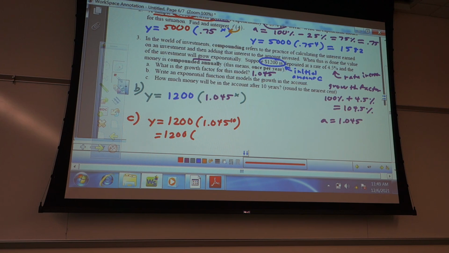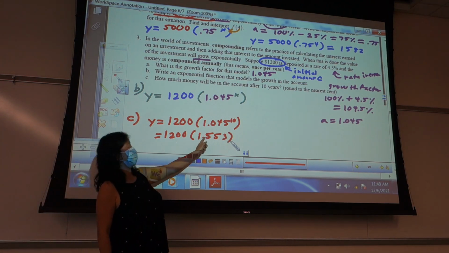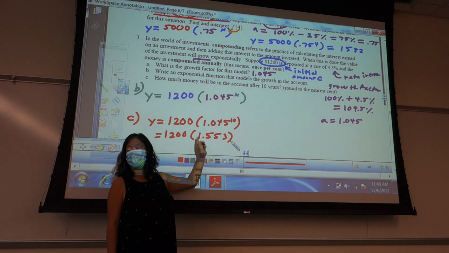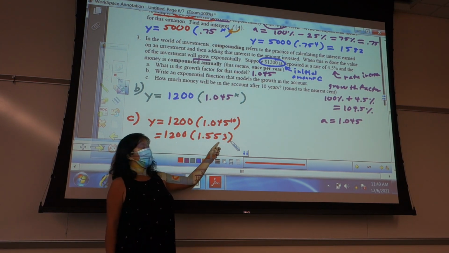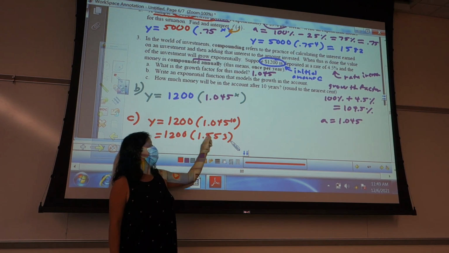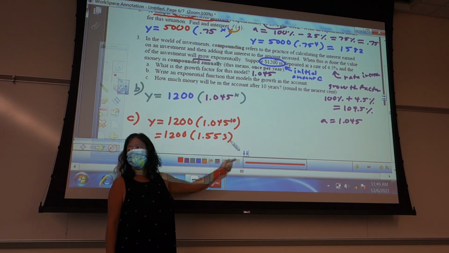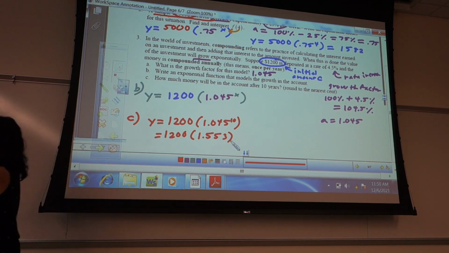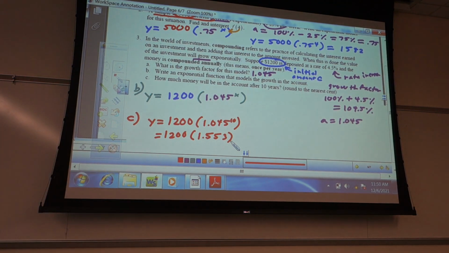1.045 to the 10th. I got 1.55293. Okay, so give yourself at least 4 significant digits. At least 4 or 5. So significant digits means start at the first one that's not 0, and then you go over 1, 2, 3, 4. We covered that our first week, significant digits.